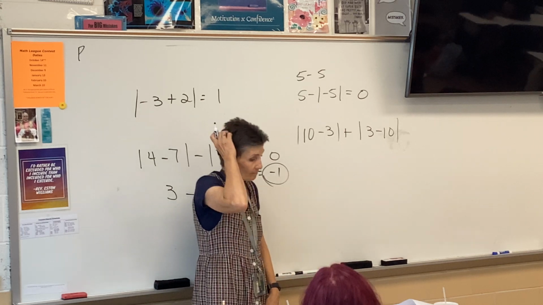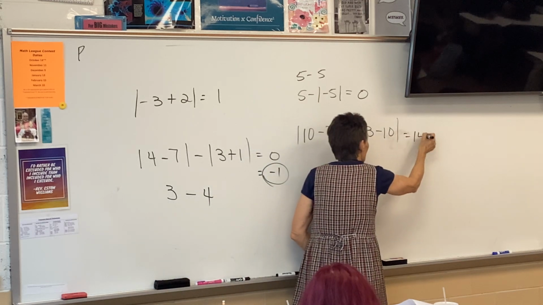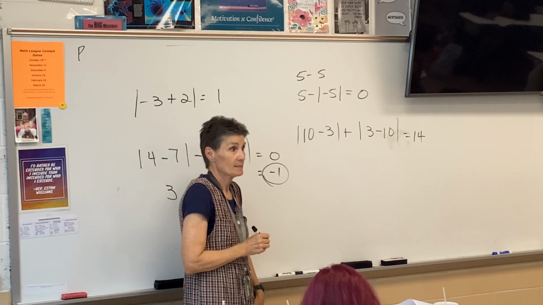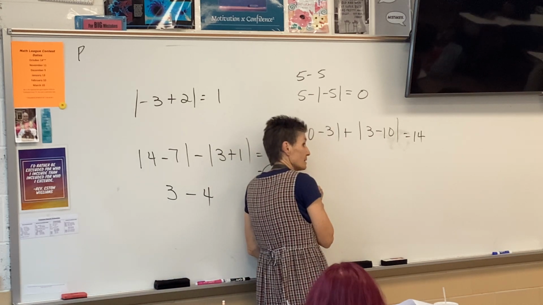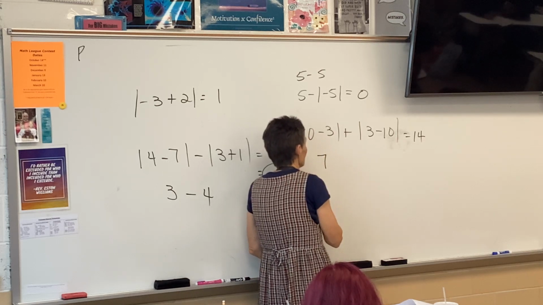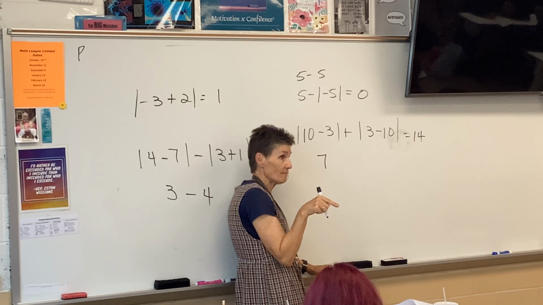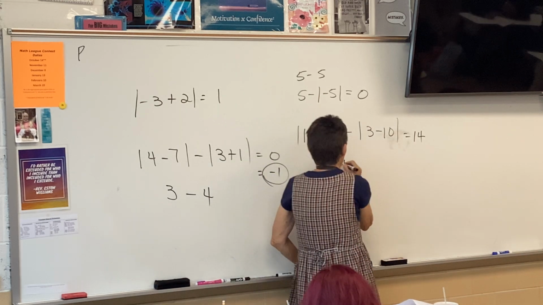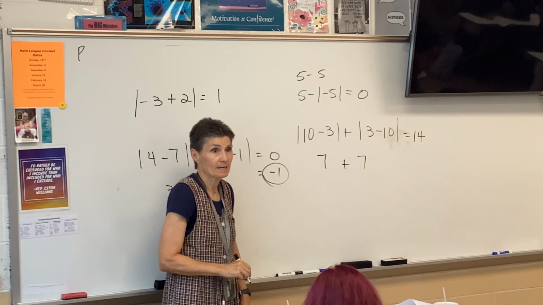Last one, 14. Anybody have a different thought? 14 you think is it? 10 minus 3 is 7. 3 minus 10 is negative 7, but the absolute value makes it 7. I'm adding them, I think you're right, 14. Nicely done.